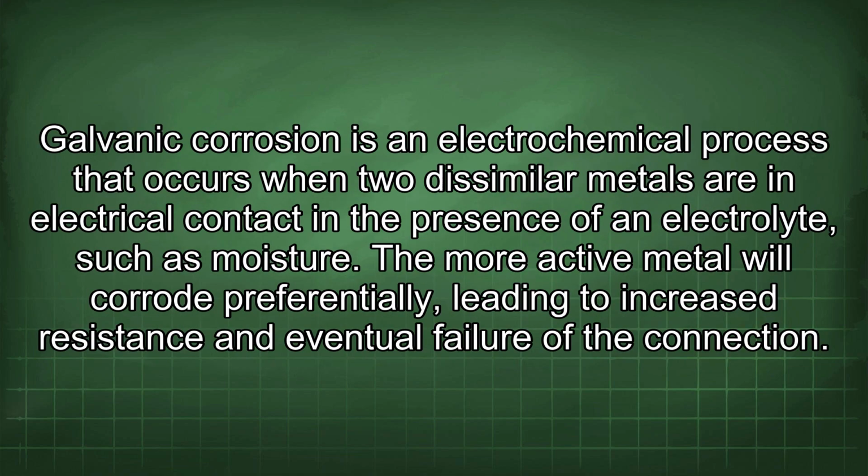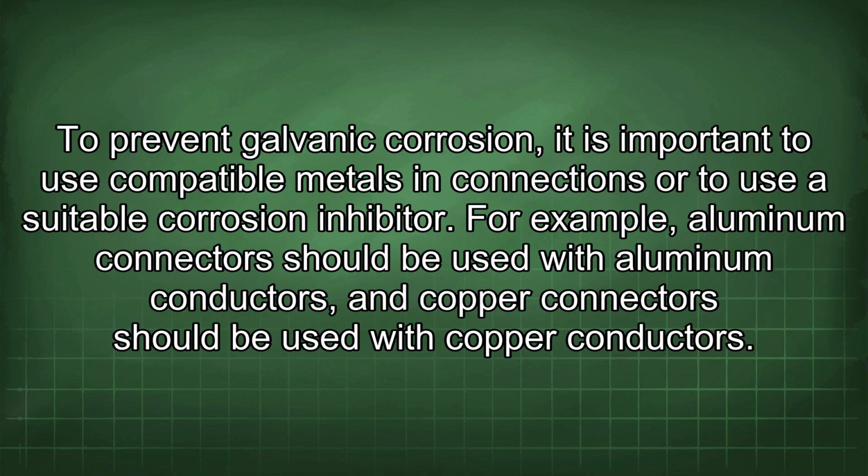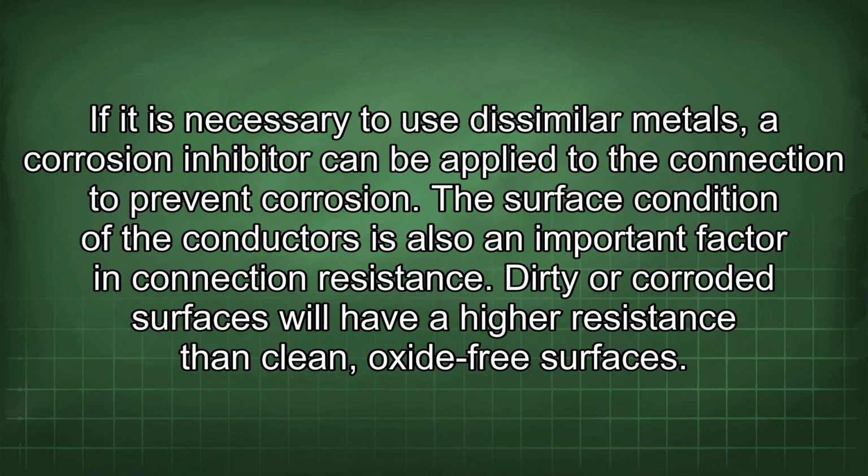Galvanic corrosion is an electrochemical process that occurs when two dissimilar metals are in electrical contact in the presence of an electrolyte, such as moisture. The more active metal will corrode preferentially, leading to increased resistance and eventual failure of the connection. To prevent galvanic corrosion, it is important to use compatible metals in connections or to use a suitable corrosion inhibitor. For example, aluminum connectors should be used with aluminum conductors, and copper connectors should be used with copper conductors. If it is necessary to use dissimilar metals, a corrosion inhibitor can be applied to the connection to prevent corrosion.